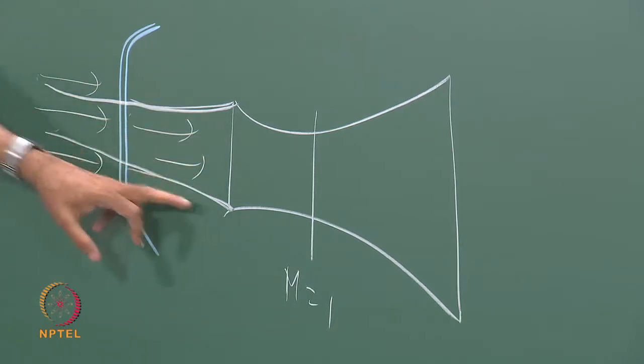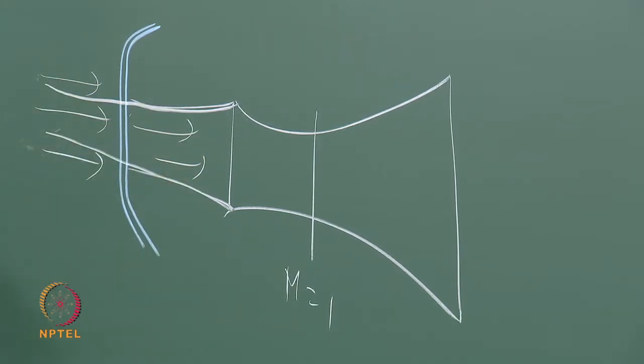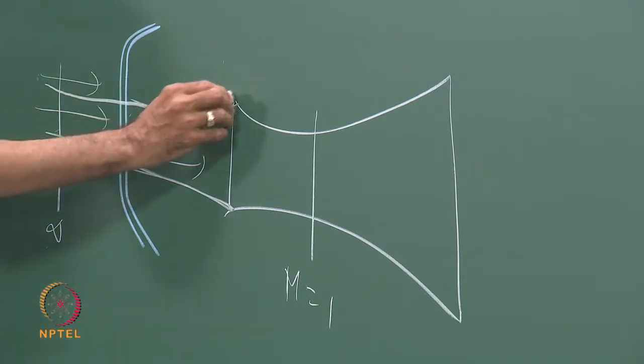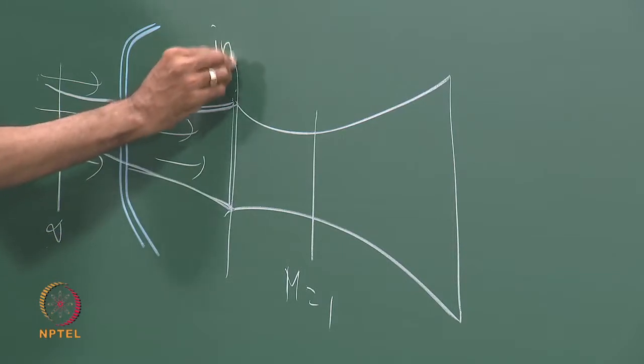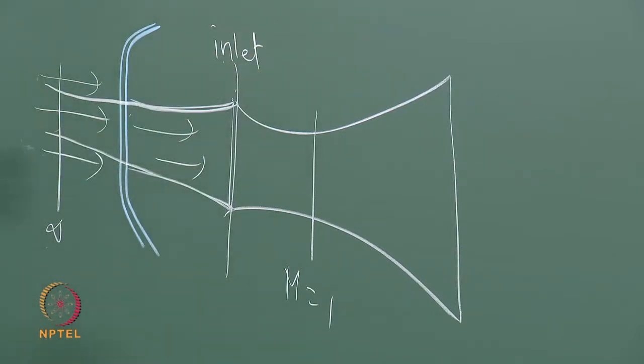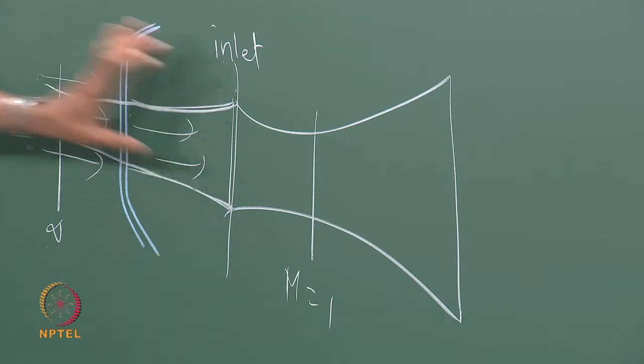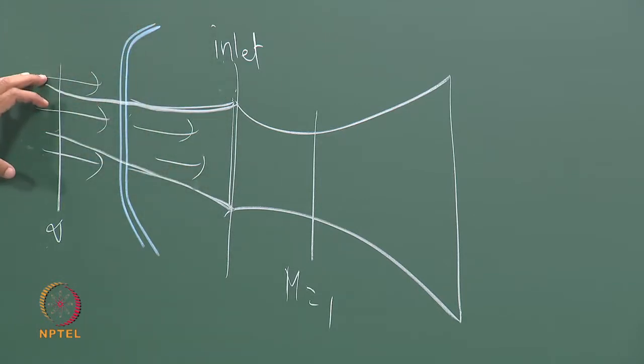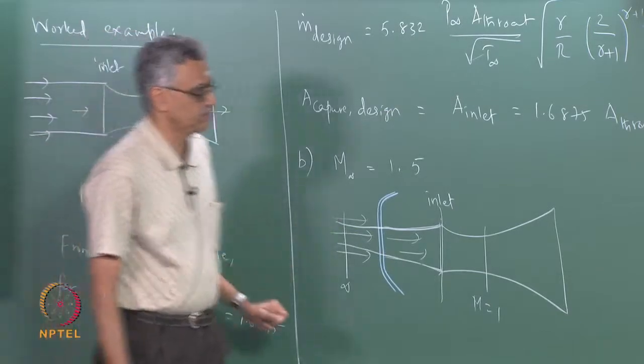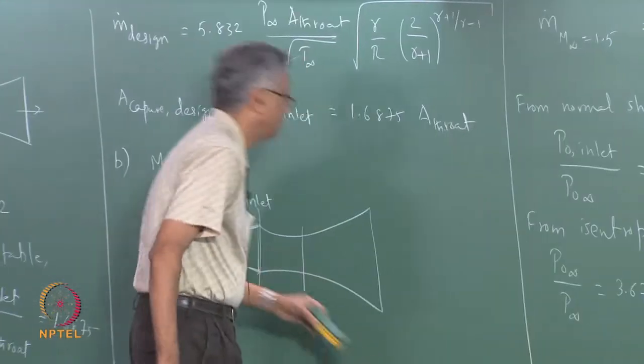But if I consider the stream tube and take a section here, which let us call the section infinity, and this is the inlet, I can equate the mass flow rate between these two sections, because it is a stream tube. The same amount of mass passes through the stream tube here and here. So, by equating the mass flow rate, I can calculate the capture area, and that is what I am going to do next. Okay. So, let us see how we do that.